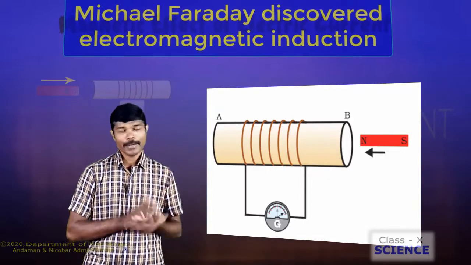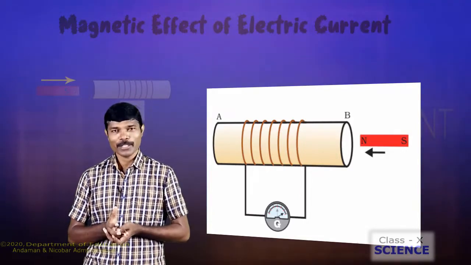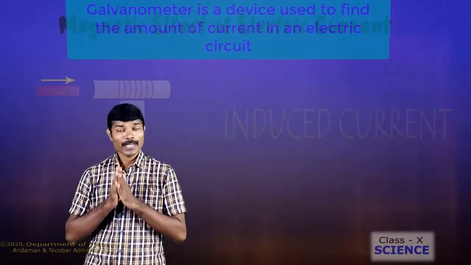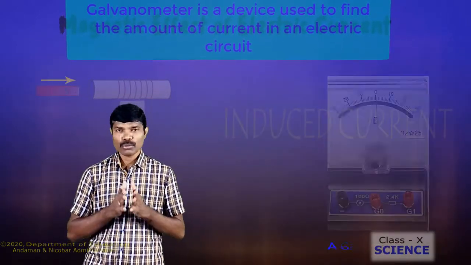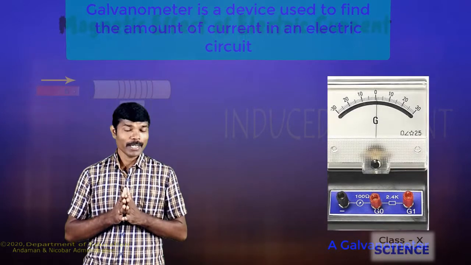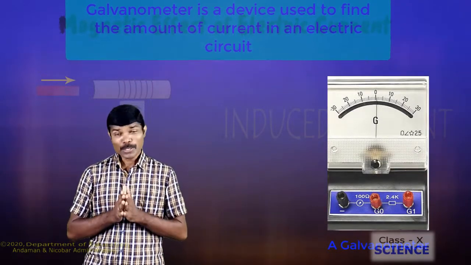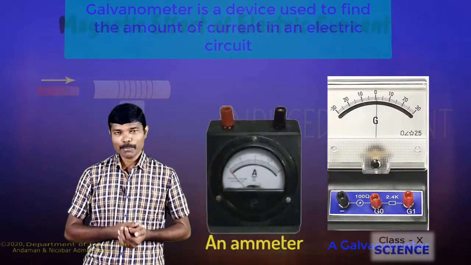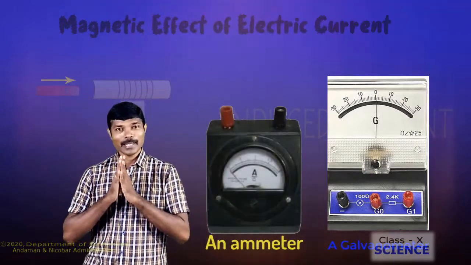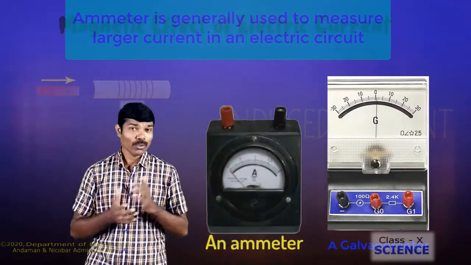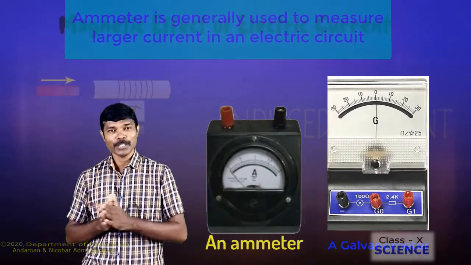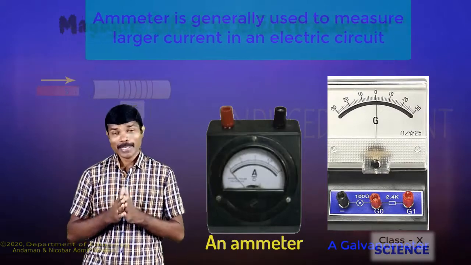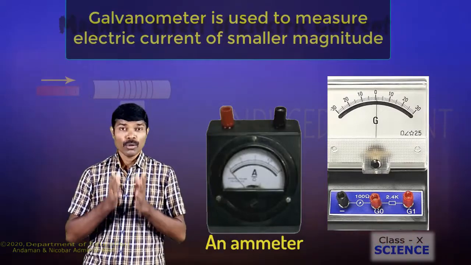In place of the potential difference, I have used a device called a galvanometer. What is the purpose of a galvanometer? A galvanometer is a device used to know the presence of current in an electric circuit. Ammeter we have also used earlier, in the chapter electricity. An ammeter is used to know the quantity of current that flows in a circuit. Then what is the difference between an ammeter and a galvanometer? An ammeter is especially used to know larger current.